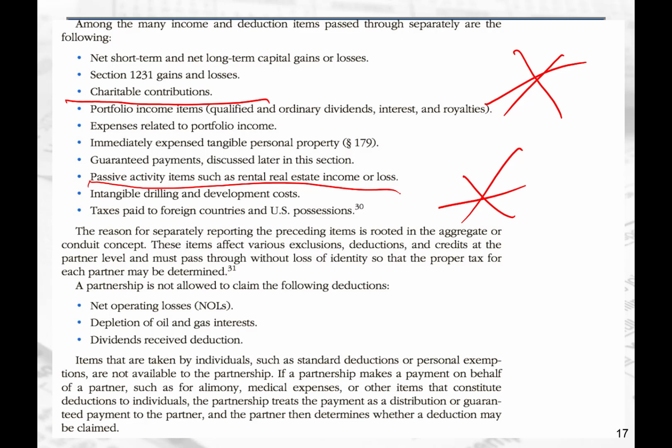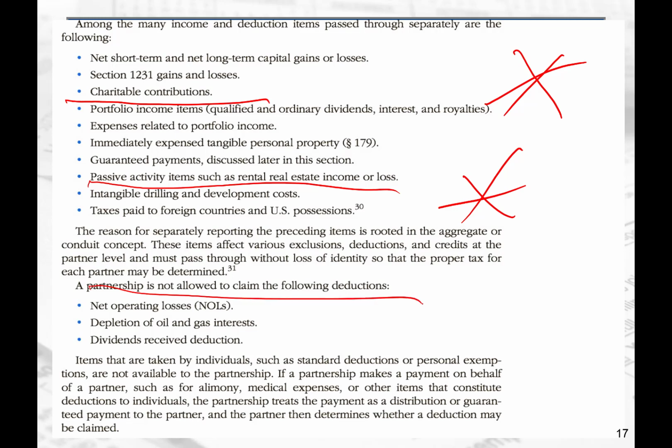Okay, and I'm not going to get into every single one of these, but I would expect you to recognize some of these key ones, or a couple that I underline anyway. Charitable contributions being the best example. Okay, maybe passive activity losses. Okay, the partnership is not allowed to claim deductions for net operating loss.